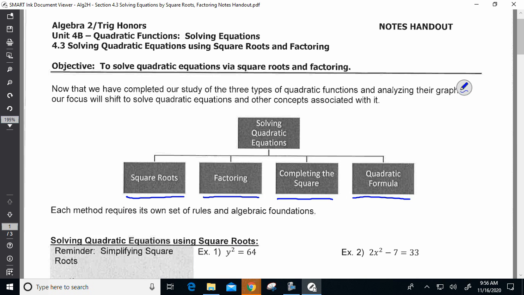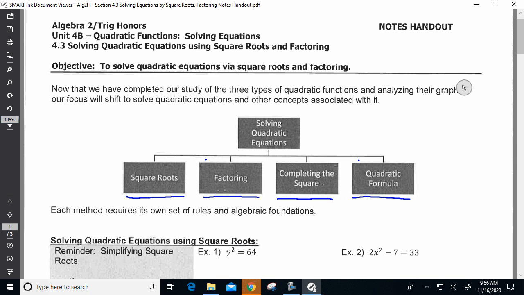So if you're a person that is very good with factoring and quadratic formula, then use those two to your heart's content. I'm not going to tell you which one to use unless the problem specifically tells you. So each method requires its own set of rules.